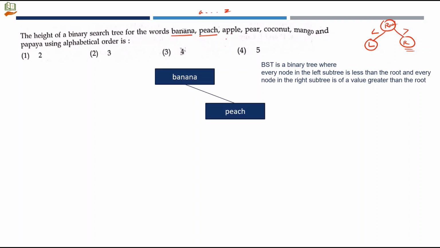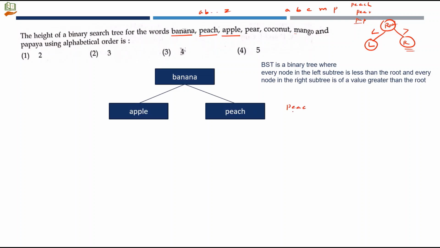What about apple? Is it less than B or greater than B? It is less than B because it is A, B. In that case, apple comes in the left side. Let's take the alphabets alone. It is A, it is B. We had P, right? We'll keep it here. Then we will have P again. Then we have coconut. C is here. Then mango is here. So there are 3 P's. One is peach, one is pear, and one is papaya. So apple, banana, peach is there. This particular node is filled with 2 children. Next we have pear.